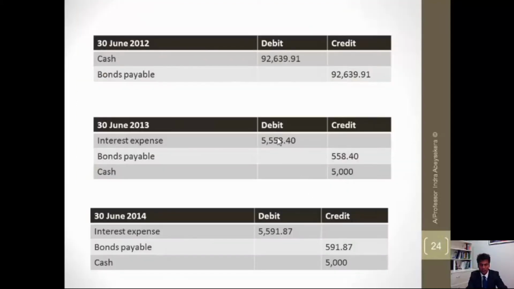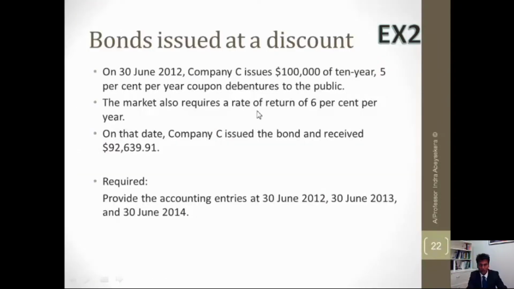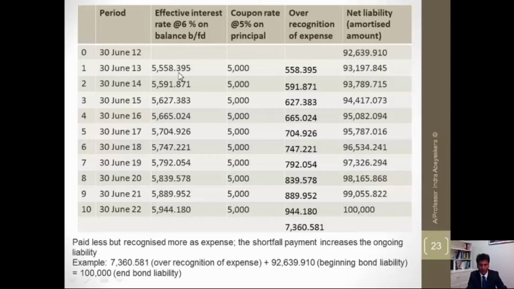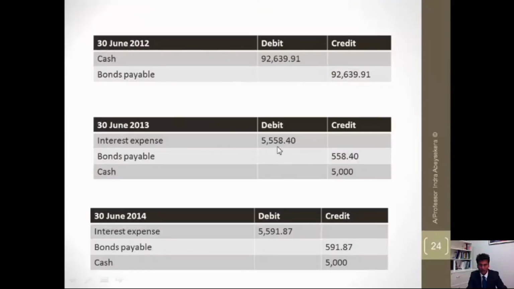Here are the journal entries. Cash received at the beginning is 92,639.91. That was given to us. And at the end of the year, cash that was paid was 5,000, and the interest expense was 5,558, and the difference, we paid less than what we should have paid, and that increases the liability. And the bonds payable increases, we credit bonds payable 558.40.